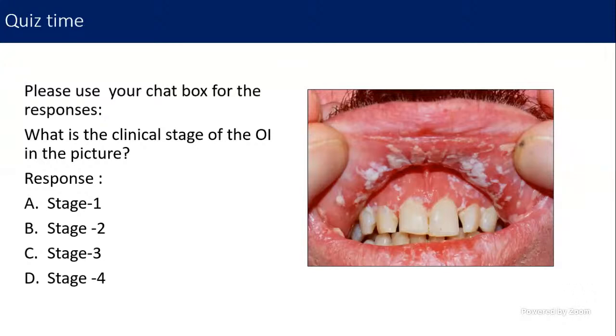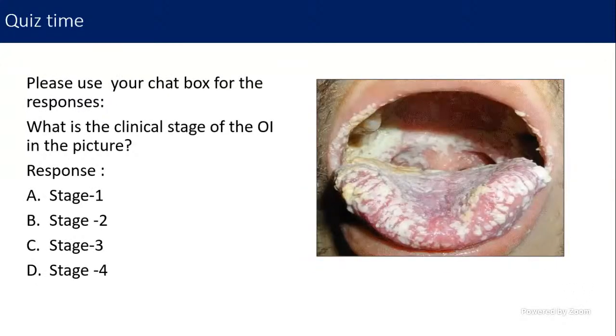Okay. Next slide. Oral plus esophageal candidiasis, stage 4. Anybody to differ with madam? Yeah, esophageal, stage 4. Very good. Yes, ma'am. Yes.